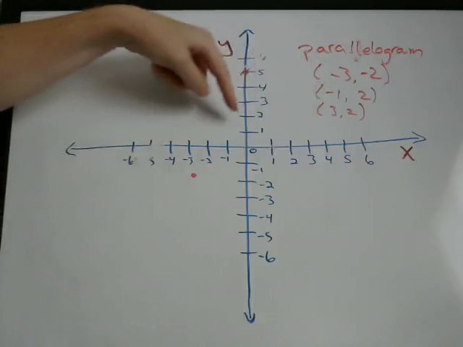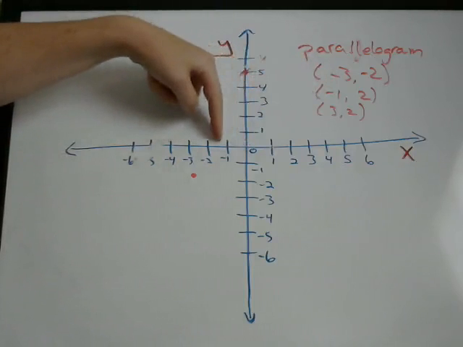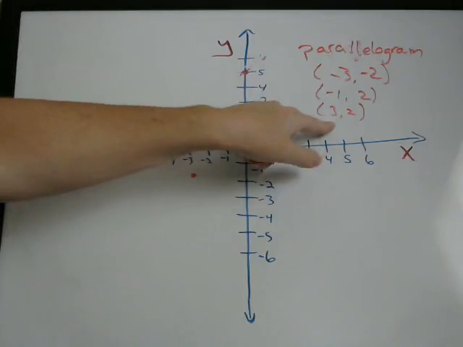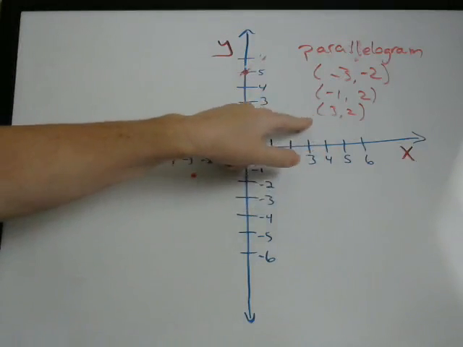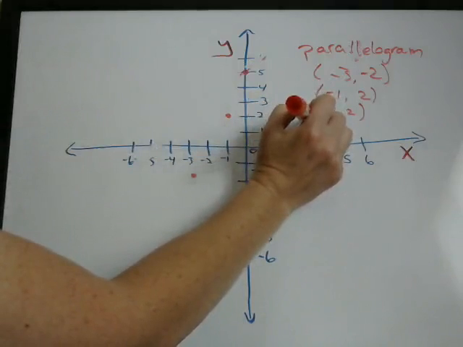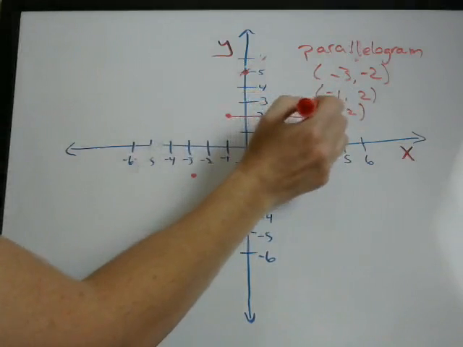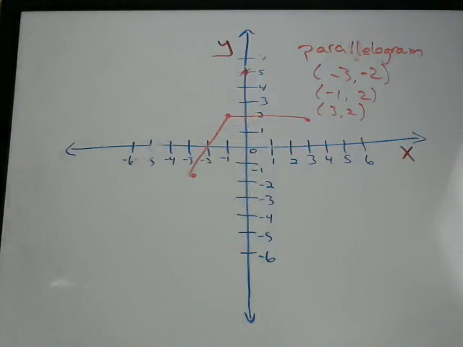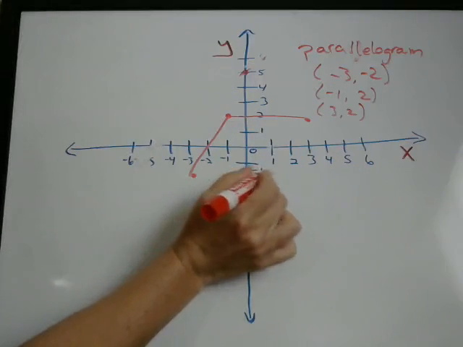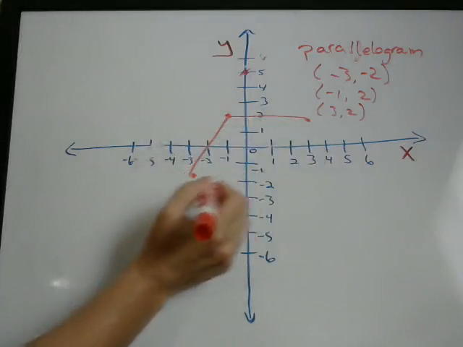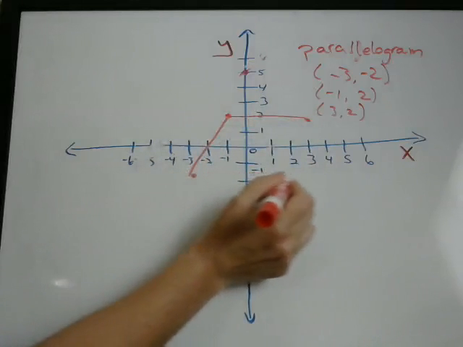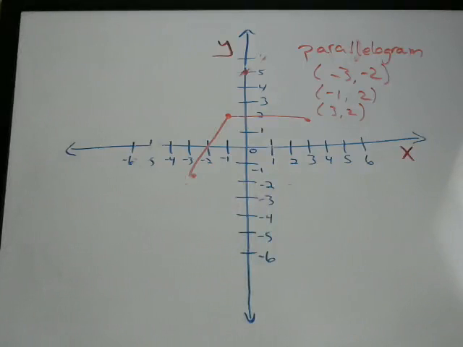-1, 2. So -1, 1, 2, positive 2 is up here. 3, 2, 1, 2, 3, 1, 2 is up here. And when you connect these, you can see you have two sides of a parallelogram, and they're asking you, where's that fourth point? So we know that it's going to be down here somewhere. We know because these lines are parallel on the top and the bottom, since this is at -2, that it's going to be along the -2 line, so we know our y component is going to be -2.